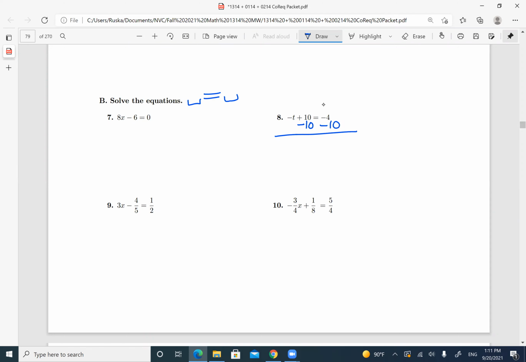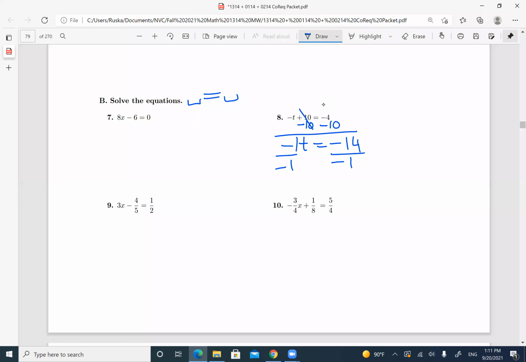You're moving side to side when you do the opposite. 10 minus 10 is 0. So I have negative t equals, when I add negative 4 and negative 10, negative 14. And then I need to get t by itself. What is in front of t? I have a negative invisible 1. In order to get t by itself, I'm going to divide by the same number in front of t. So I'm dividing by negative 1.